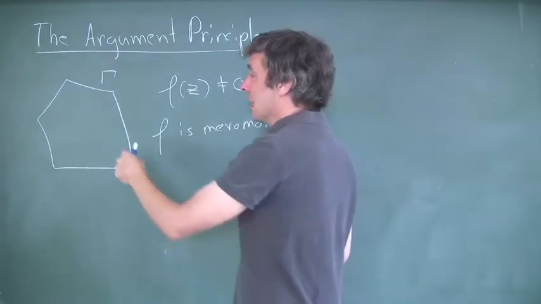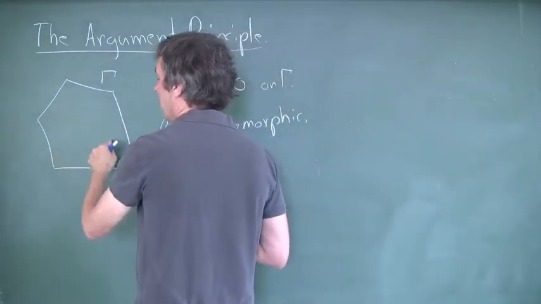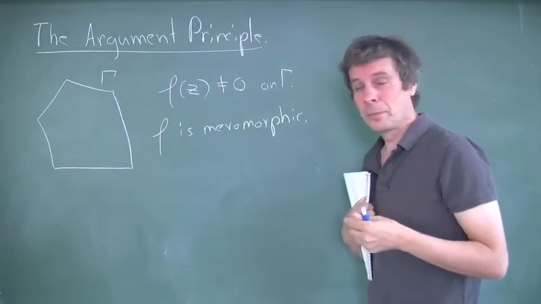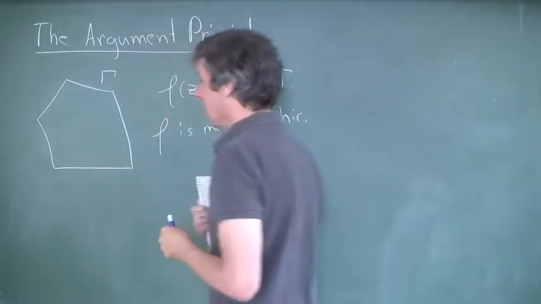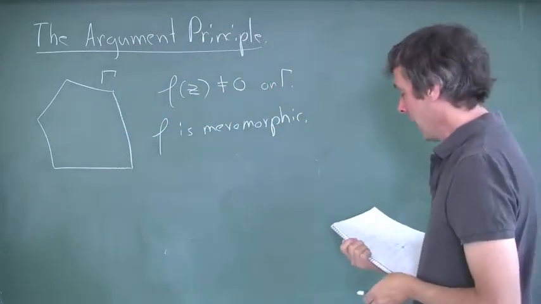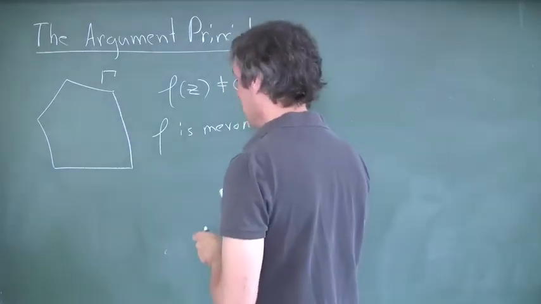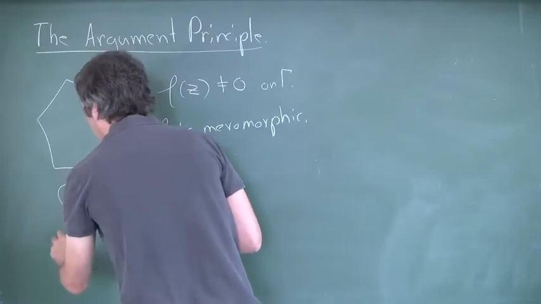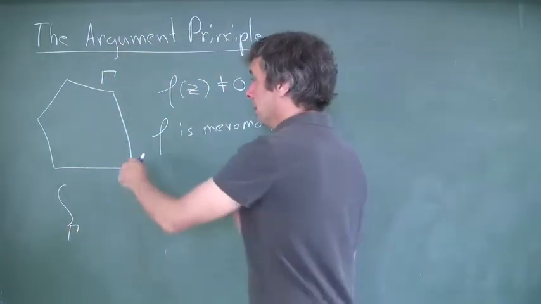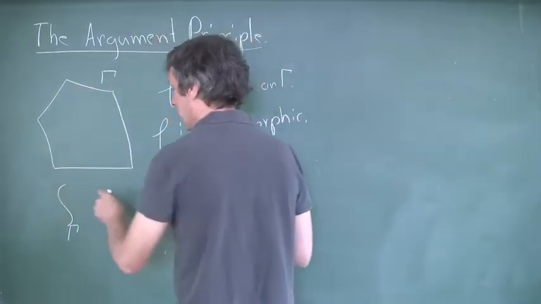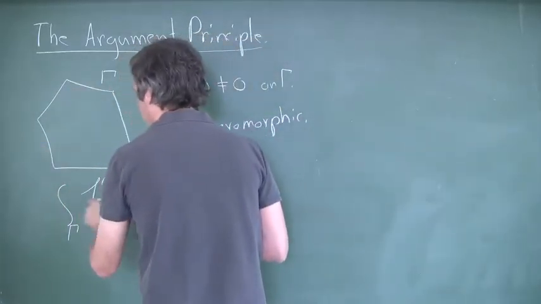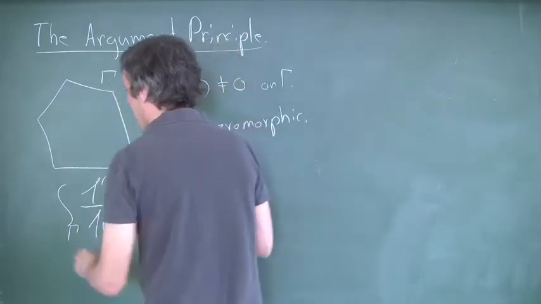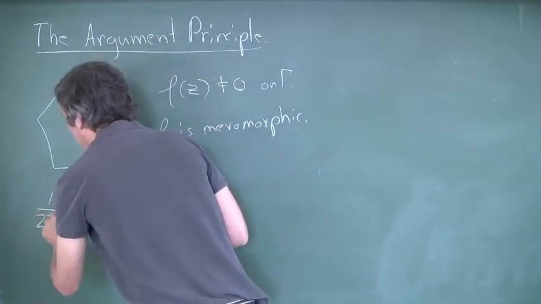Which then simply means that there can be a finite number of points where the function has poles. And of course there can be zeros inside also. And what does the argument principle say? Well, the argument principle says the following. We consider the integral around this contour in, let's say, the positive direction, of f prime divided by f itself. And then we divide by 2 pi i.